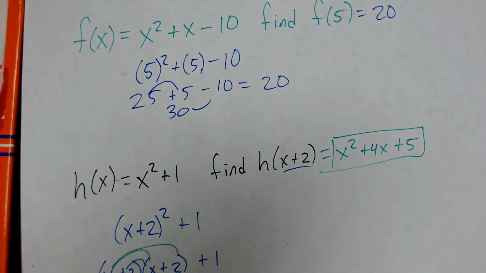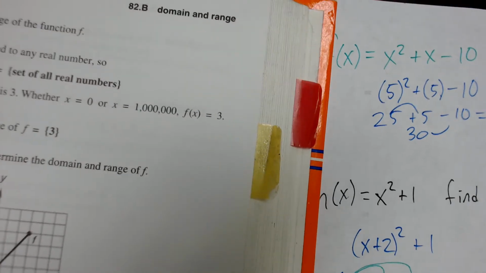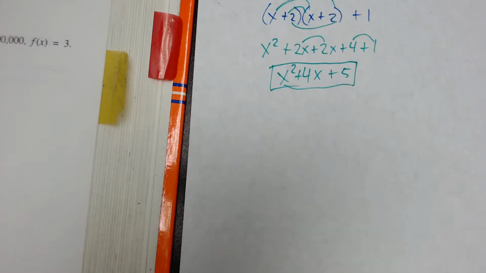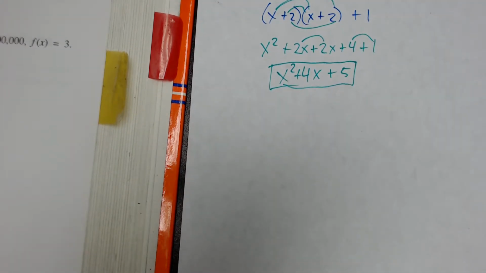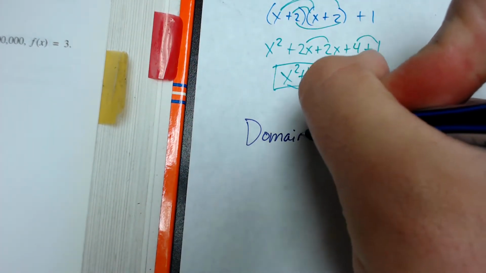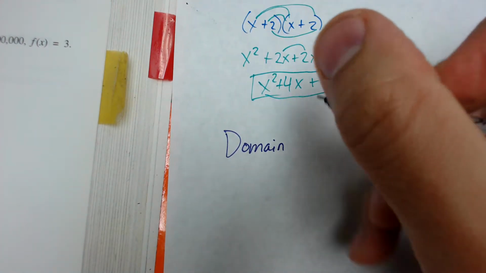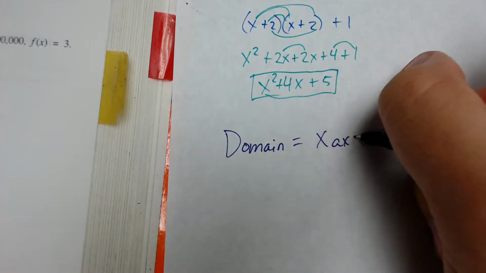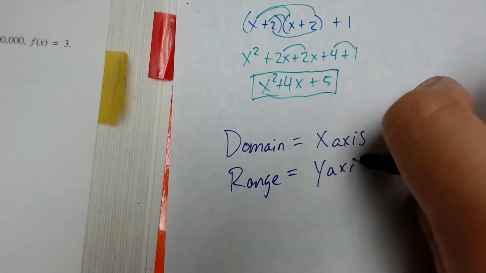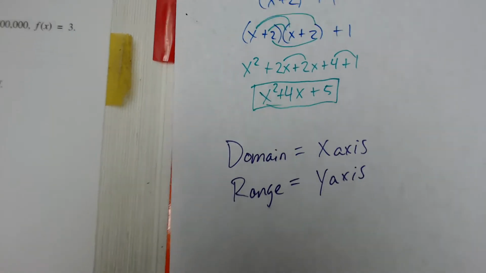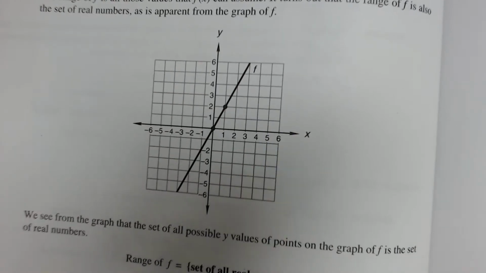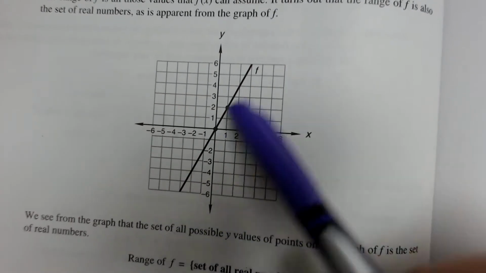All right, now that we're done with the functions, let's go to domain and range. So the key thing to remember about domain and range is domain cares about the x-axis, and range cares about the y-axis. So what they're going to do is they're going to give you a graph like this, and they will tell you to find the domain and range of this graph of the line, or of this function.